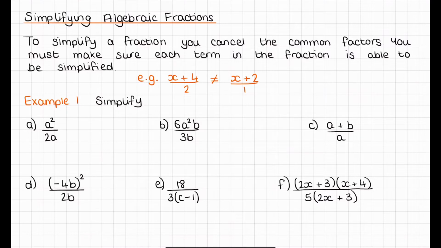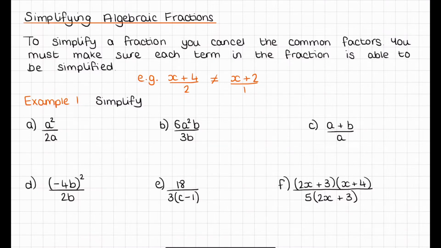So to simplify a fraction, we need to cancel the common factors. Now you must make sure each term in the fraction is able to be simplified. So if you look at this little example here, we've got x plus 4 divided by 2, and that is not the same as x plus 2 divided by 1. We can't divide everything by 2 because the x doesn't have a 2 in it.